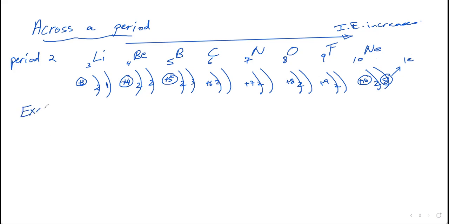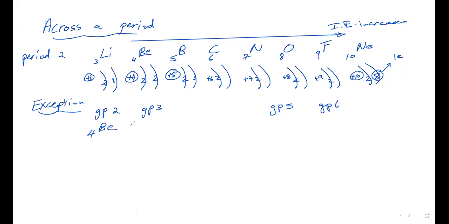But we have exceptions in the case of going across a period. What are these exceptions? We will see that we have exceptions between group 2 and group 3, and between group 5 and group 6. What are these exceptions? If we look, for example, at beryllium, which is present in group 2, it has a +4 nuclear charge, and it has 4 electrons. And it was supposed that the ionization energy of boron, which has a +5 nuclear charge and 5 electrons, would be higher than that of beryllium.